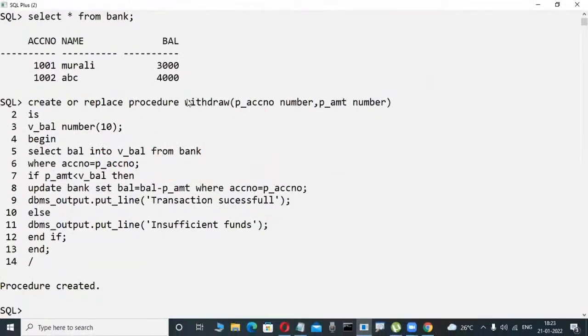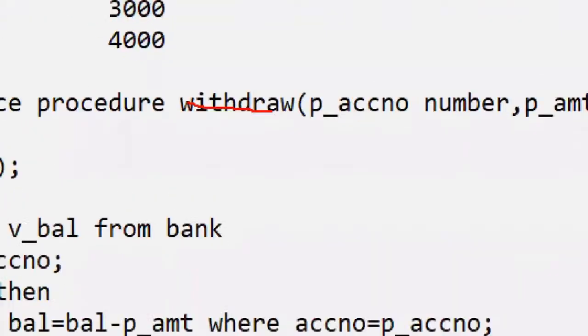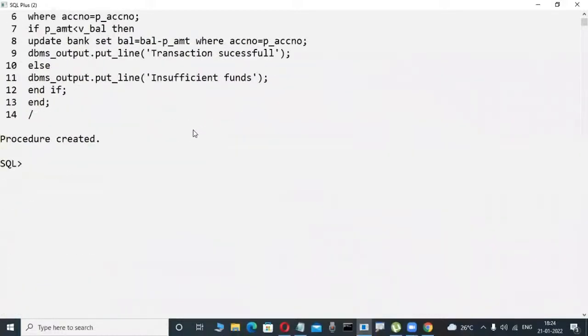Once I'm developing this withdraw procedure, I try to check the ATM transactions I was telling about in the previous case. Now check it out, observe it here. I try to check something. Here I'm executing: exec procedure name withdraw. Okay, fine. I'm calling this procedure withdraw.